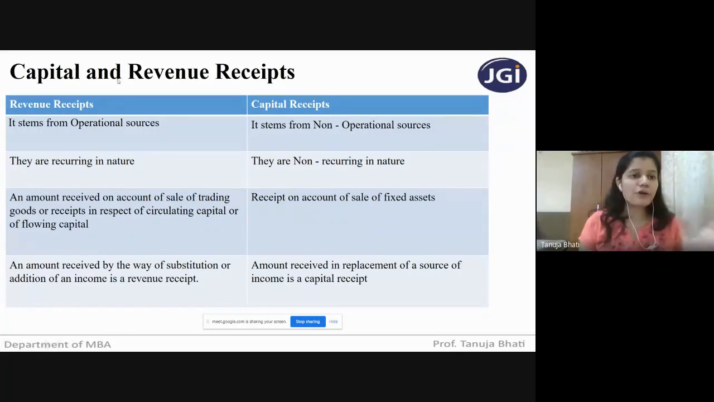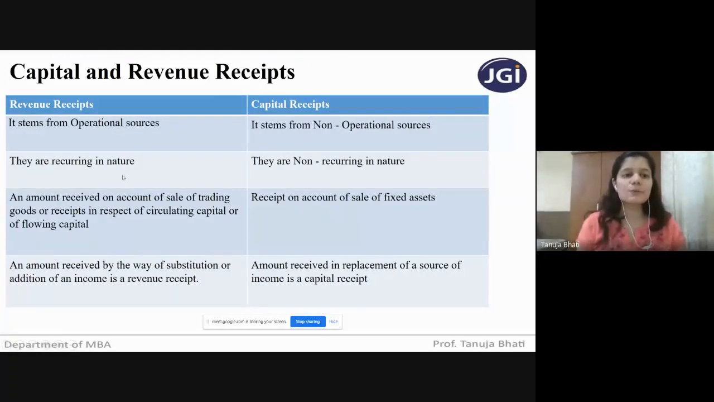So I hope now you all have understood and can distinguish between a revenue receipt and a capital receipt. But I'll just read this out in case you have doubts. Revenue receipts stem from operational sources. That is what I said, day-to-day trading activities. Capital receipts stem from non-operational sources. Non-operational means, like selling a showcase is not your business. Selling cell phones is your business. So non-operational means not related to your day-to-day trading business.